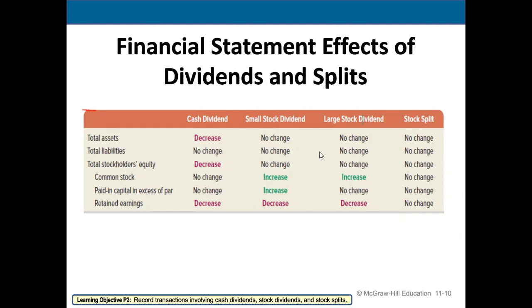So on a large stock dividend, what we're doing is we're paying for the common stock out of retained earnings, and we always record that at the par value, no excess of par. And finally, on a stock split, there'll be no change to any of the accounts.